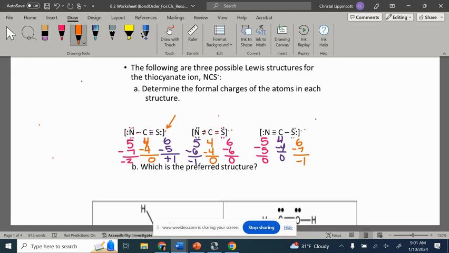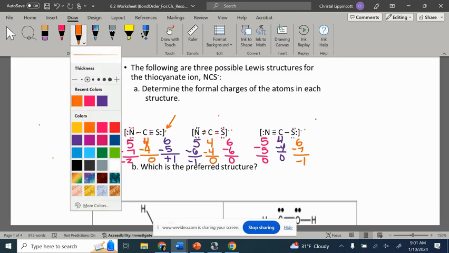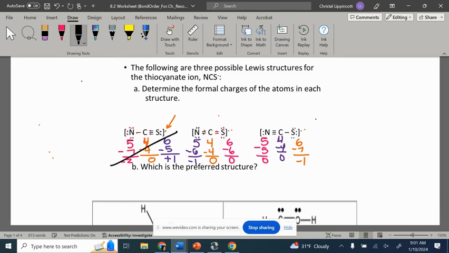Okay? Now, we need to figure out which one of these structures is best. First rule is if you can, you want to have as little formal charge on the atoms as possible. So that is going to very quickly eliminate this first option here because we have formal charge on 2 items. That's bad. If we can build it to where we have a formal charge on just 1 atom and none on the other ones, we want that. So you want to minimize as much formal charge as possible. So getting rid of this first structure helps us out there.